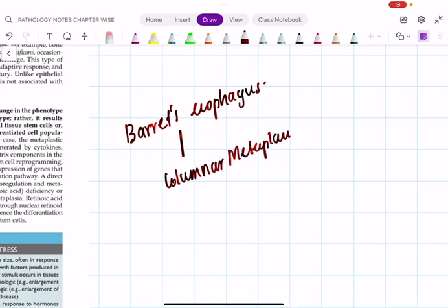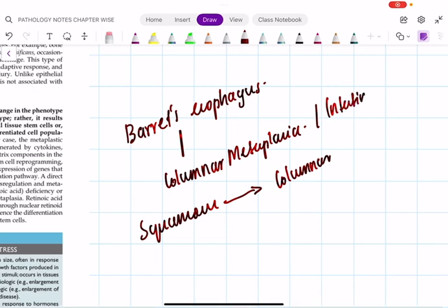Why do we call it columnar metaplasia? Because the esophagus normally has a squamous cell lining, but because of the injury, the reflux of acid, it will become columnar. Or we call it intestinal metaplasia. That means the intestine has columnar epithelium, so the lining has become similar to that of the intestine. We call it intestinal metaplasia.